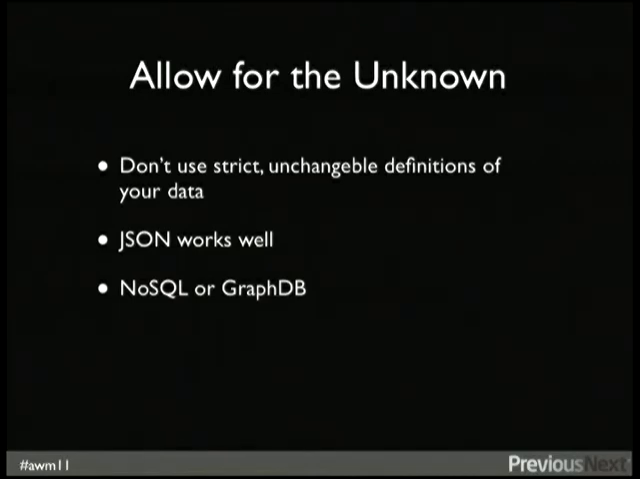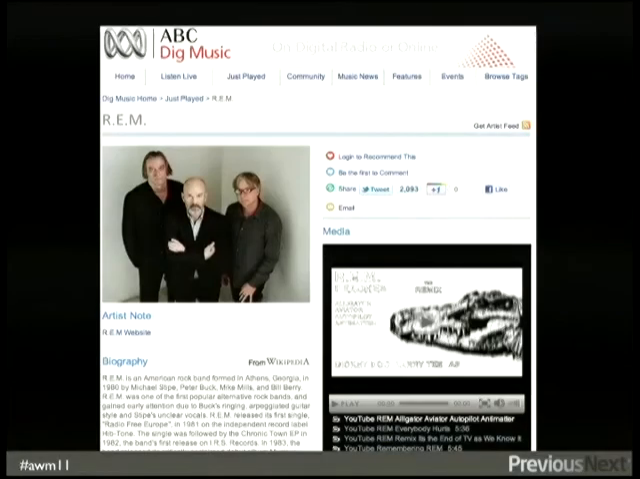So how do you allow for the unknown? Well, you don't use strict unchangeable definitions. Again, Drupal's quite good about that. You can go to your content type, add extra fields, change your fields, things like that. So that's pretty cool. JSON as a data format is quite nice as well, because you can just add a couple extra fields to it. It's just quite fluid in that sense. And using databases, like a NoSQL database or a graph database, again, they're document databases. They're not table type databases. And here's an example of, this is some work that I did with Dig.